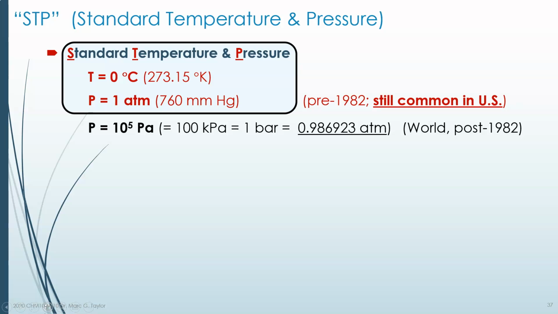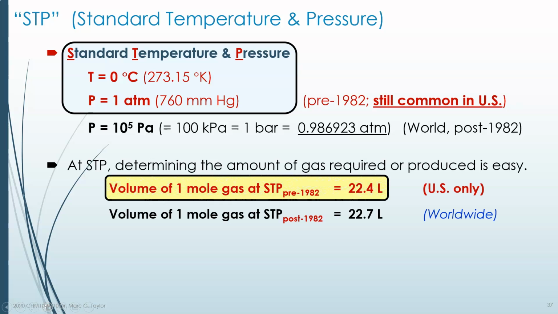So a bar is close to an atmosphere. It's just a little bit less than 1 atmosphere. It's 0.986923 atmospheres. So the rest of the world uses a slightly different pressure standard than the US does. But if you're in the U.S., use the old standard, and we'll use the old standard for this class. But if you're anywhere in the rest of the world, they're probably using the metric version of this.